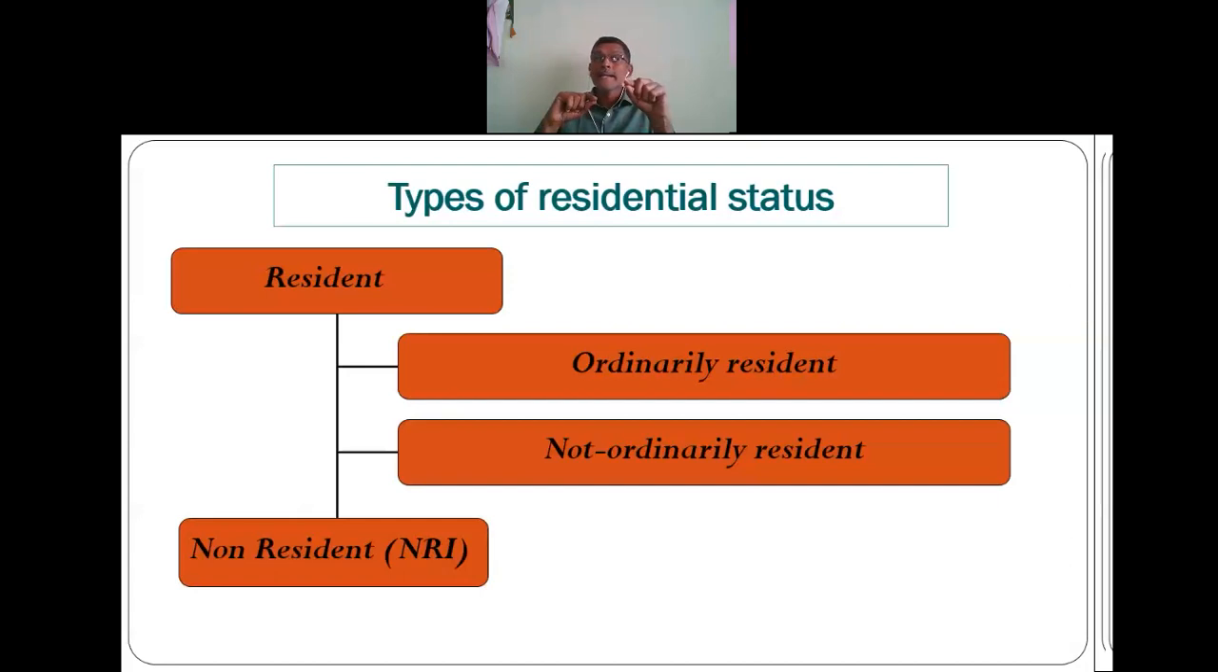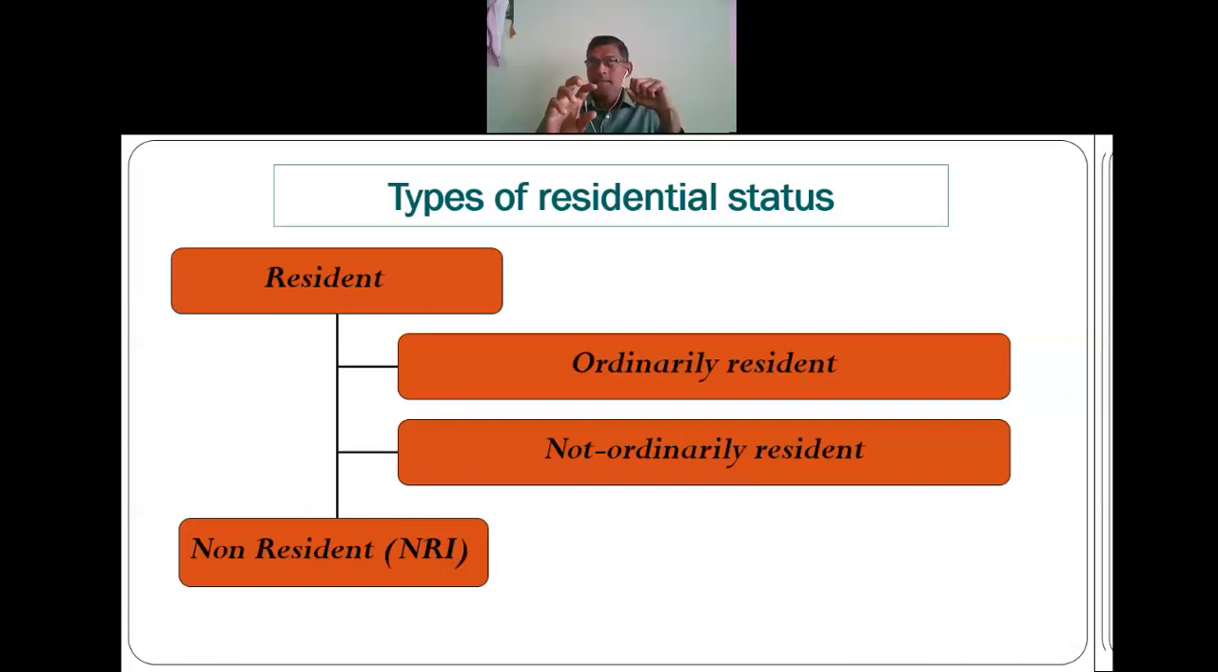So therefore, residential status will have two types. One is a resident, the second one is non-resident of India, or simply we use the term non-resident. Under resident, we have two possibilities. One is ordinary resident of India. The second one is NOR, called not ordinary resident. That is how we are going to read it: resident and ordinary resident, ROR, or resident but not ordinary resident, NOR. This is the first type of resident, which will have two subtopics. Then the next type is non-resident of India.